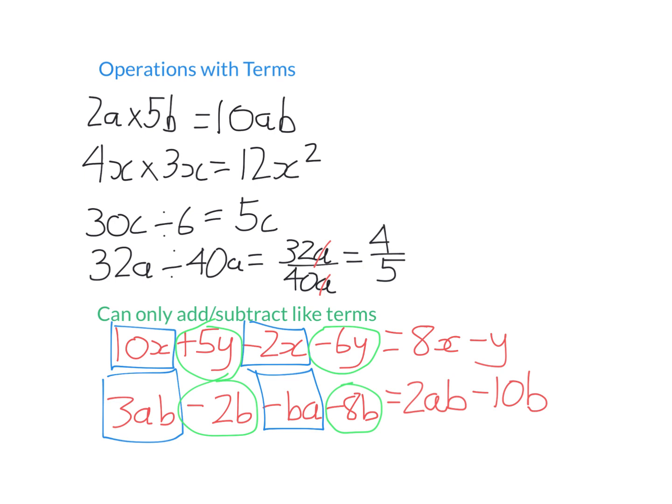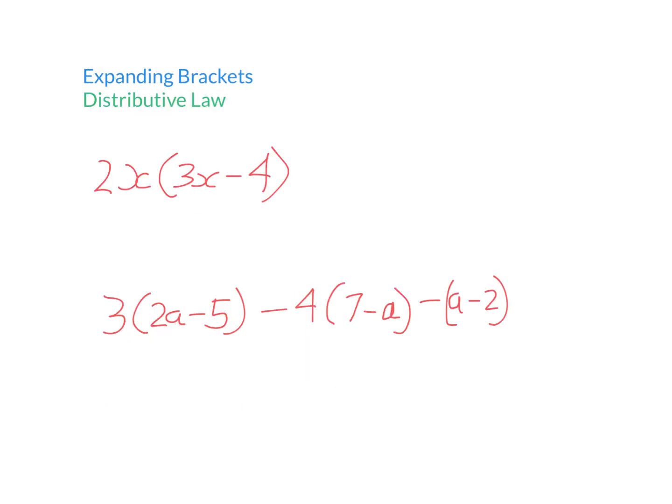All right, let's now look at expanding brackets. So to expand brackets, we use the distributive law. And this is why it's called the distributive law. You take what's outside the brackets and you distribute it to everything inside the brackets. Note that we're always multiplying here. So to expand these brackets, I go 2x times 3x. Well, 2 times 3 is 6. x times x is x squared. Then I go 2x times -4.